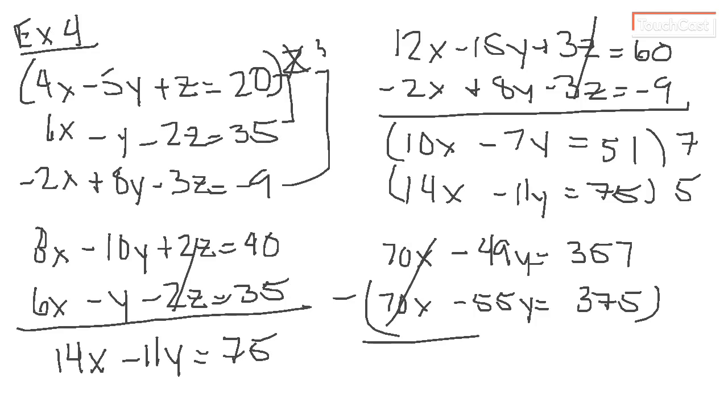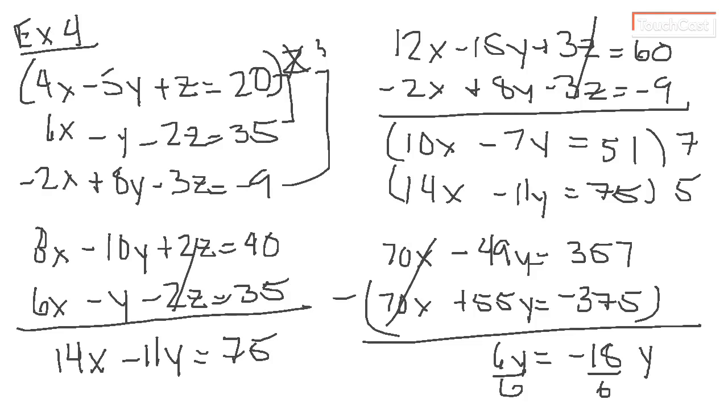Now let's just subtract the bottom row. So our x's are gone. If we subtract a negative, we're just changing the signs. So we're going to end up with 6y equals negative 18. If we divide by 6, we're going to find that y is equal to negative 3.